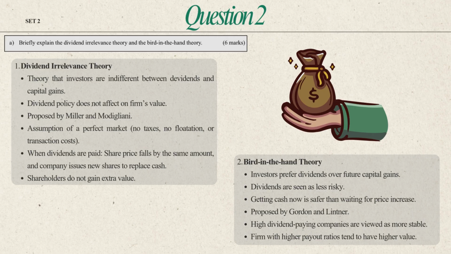The second one is bird in the hand theory. This theory says that investors actually do care about the dividend. Gordon and Lintner, who created this theory, argued that investors believe that getting cash in their hands right now is much safer than waiting for the stock price to go up in the future. So, companies that pay higher dividends are seen as less risky by investors. Thus, firms with high payout ratios would have higher values than those with lower ones.